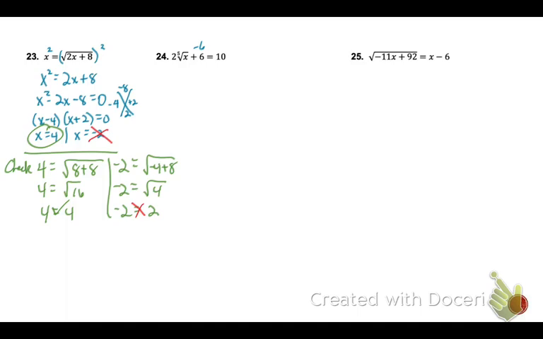Now look at 24. We need to isolate the radical. So first let's start by subtracting the 6 over. Then let's divide both sides by 2. Now we're ready to raise each side to the power of the root. So this time it's to the 5th power. So we simply get x equals 32.